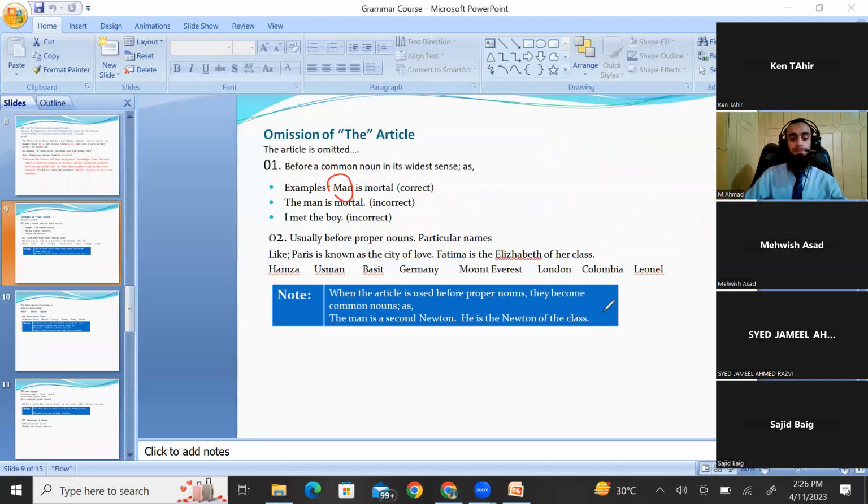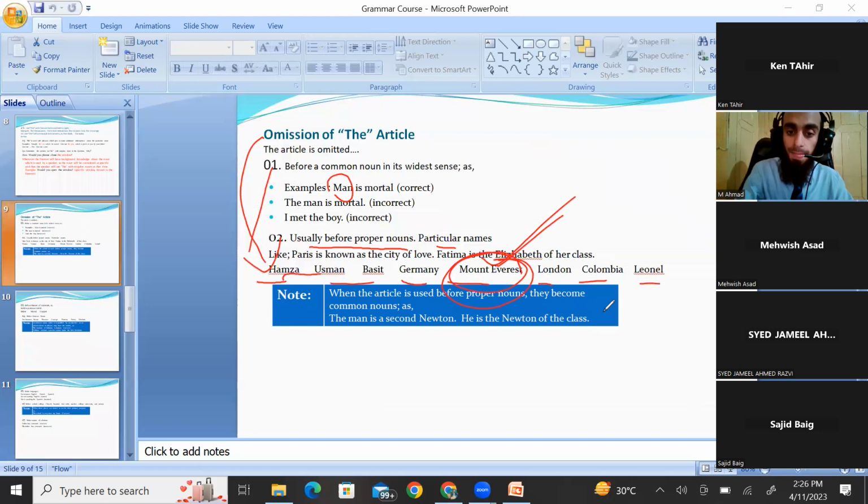Next, usually before proper nouns, we do not use the. This is the omission. We cannot use the before Sayyid Jamil, Hamza, Basit, Germany, Mount Everest, London, Colombia, Leonel. Why not Mount Everest? This is a mountain. Can we use the before the name of a mountain? Anyone? No, because it's a unique word. What about the Himalaya?